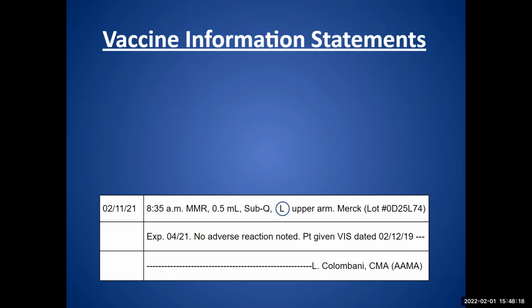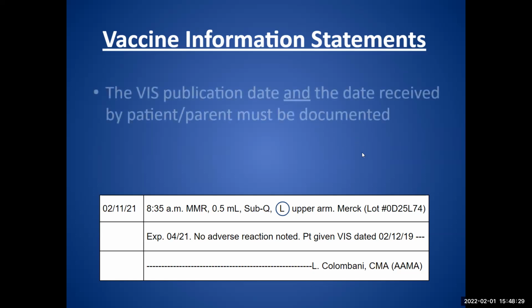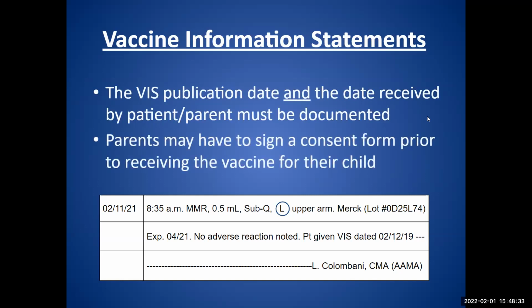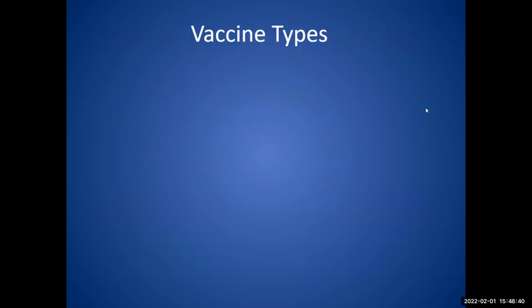So when we're documenting our administration of a vaccine, here's an example, right? You always want to put down that you gave the patient the VIS and the date on it. Okay, that always has to be documented. And typically you're going to have the patient or the parent sign a consent form prior to giving the vaccine, right?